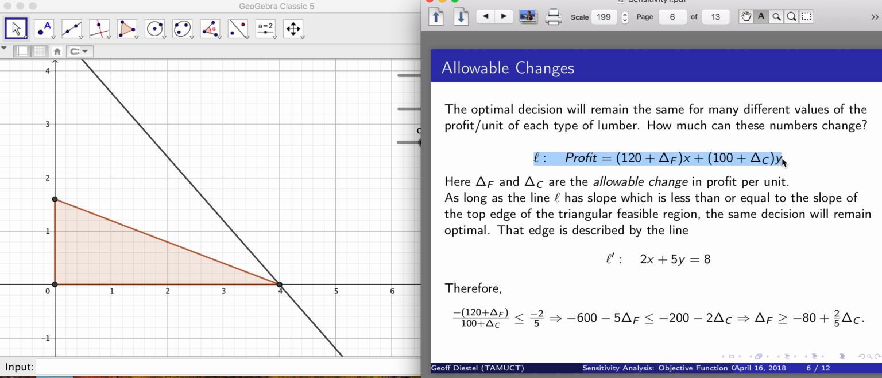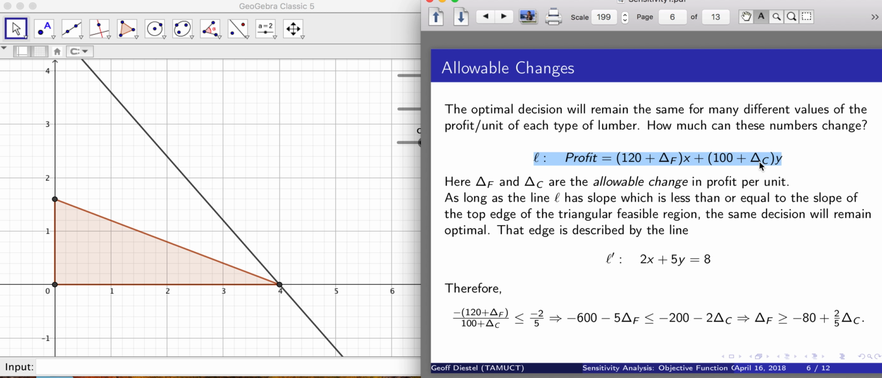We saw in the last video that changing these numbers can change the slope of our objective function line, and that quite often leads to the same decision. But if that slope is changed enough, then a new decision will have to be made to be optimal. So all we think of is putting these variables into our line. So instead of having $120 profit, we have 120 plus this change, which we're trying to figure out what that is. And instead of the $100 profit for the construction grade, we think of it as 100 plus some amount of change.